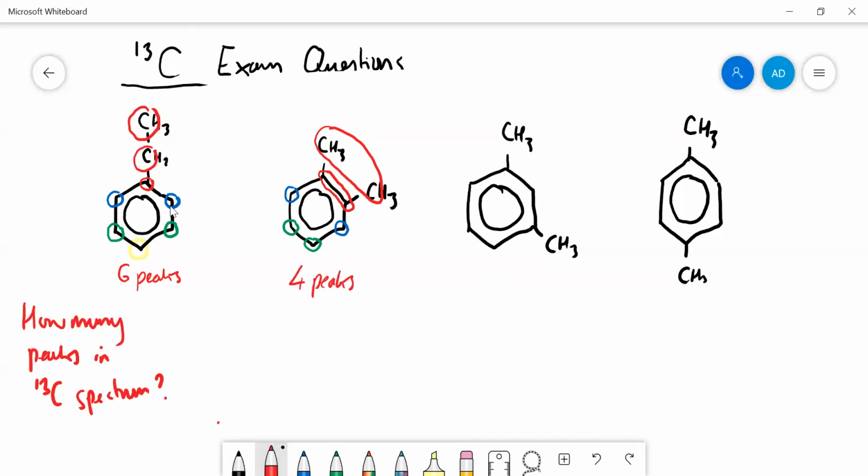So you can pause the video and do the last 2 yourself, and then start again, see if you get the right answer. This one, okay, the methyls are the same. This one is unique, isn't it? But that blue one there is the same as that one there. That one, is it the same as that? Yeah, that one there's the same. And finally, this one is different. So it's 1, 2, 3, 4, 5 peaks for that one.